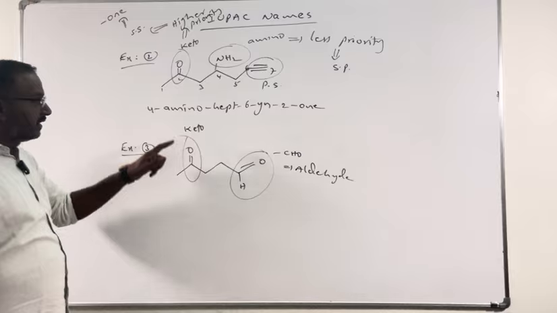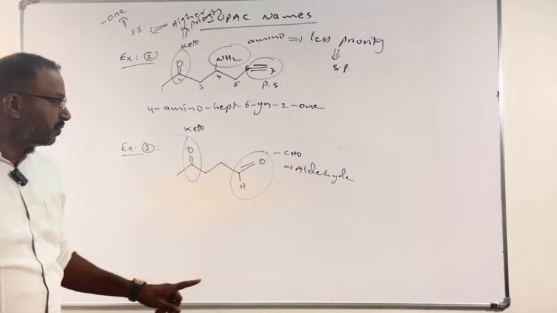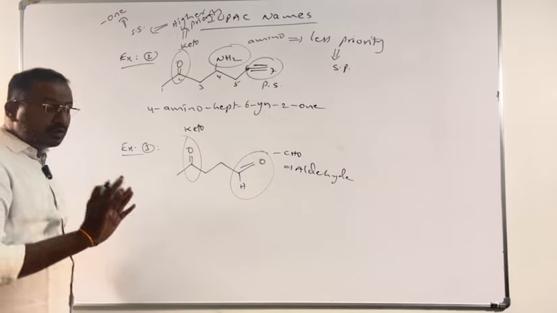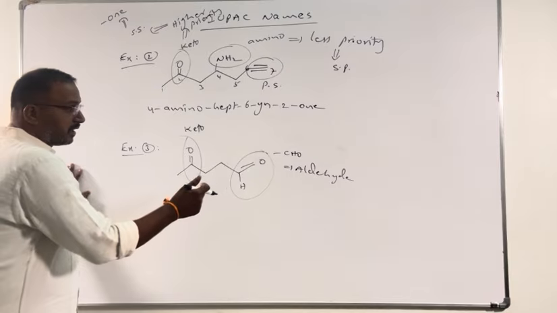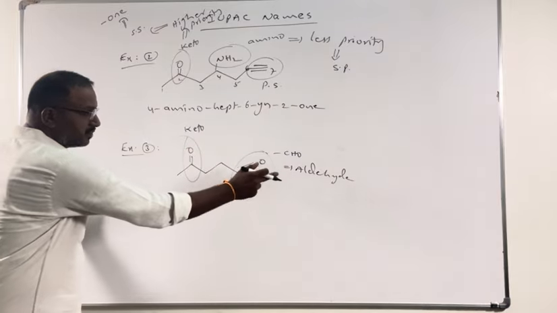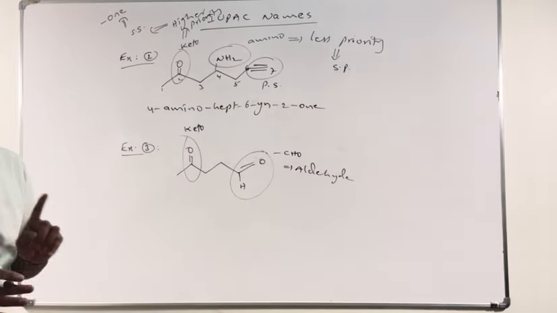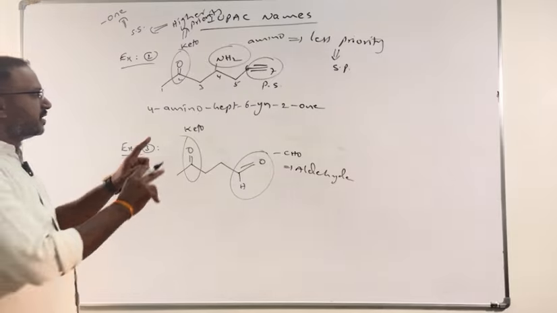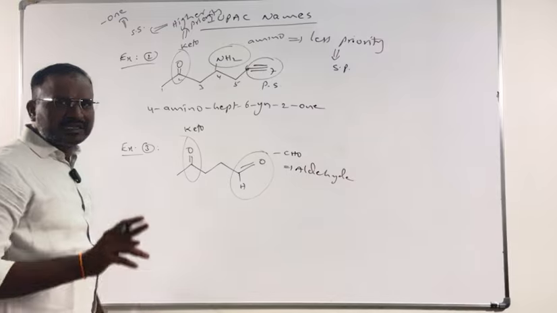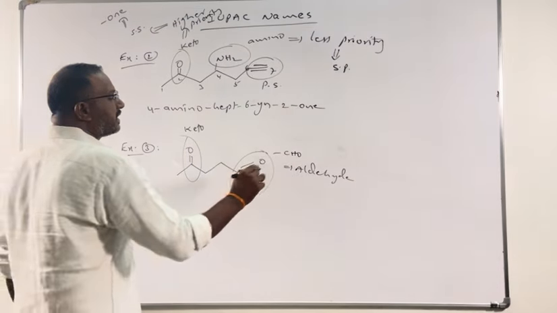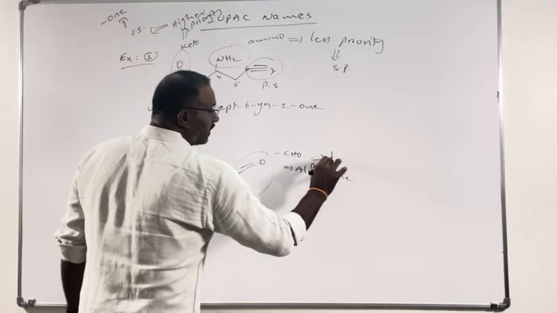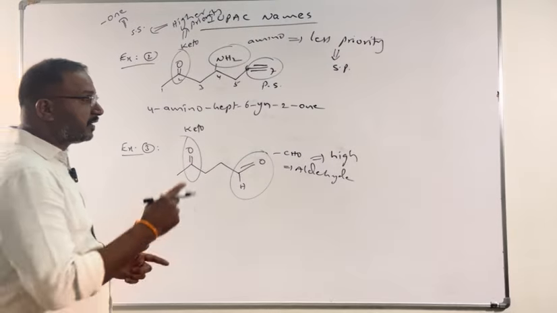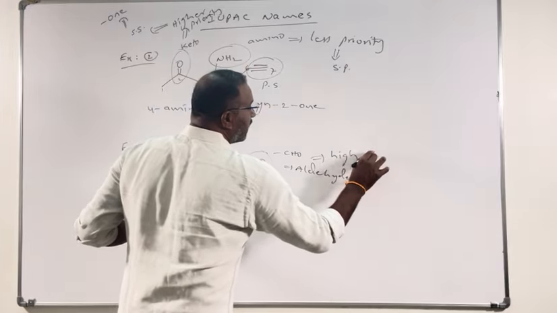Here the keto group is there, and here the aldehyde group is there, with no other functional groups. If we count the root word carbons, this is one functional group and this is another. Of these two, which one will get higher priority? That comes under the secondary suffix. Among keto and aldehyde, high priority goes to the aldehyde group. So it is high priority.